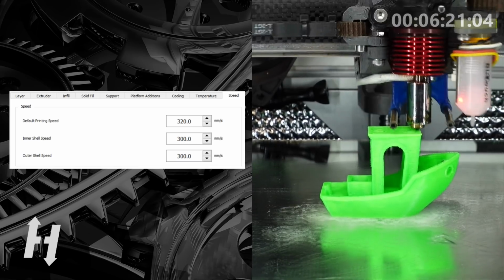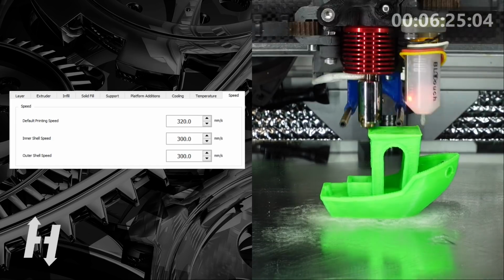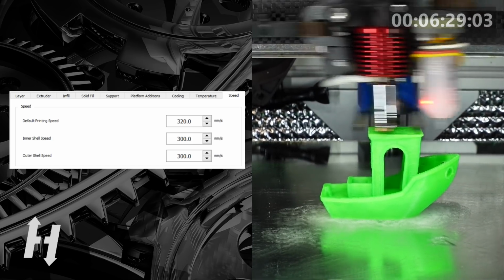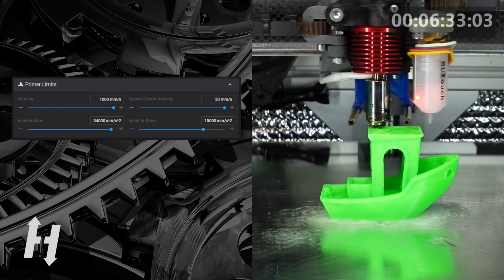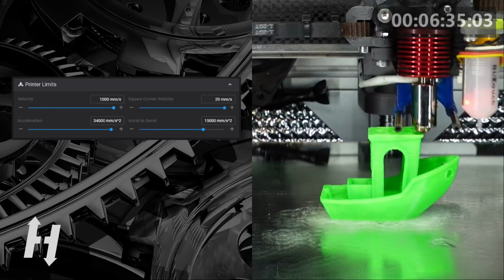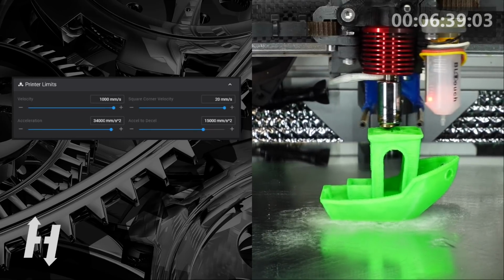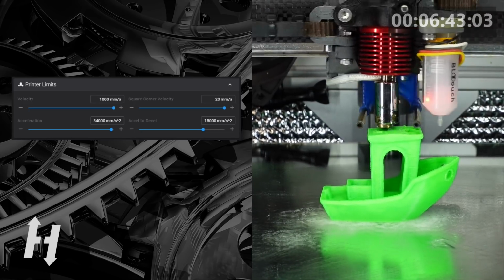I am using a default print speed of 320mm per second with an inner and outer wall speed at 300. Solid infill is set to 250mm per second. The printer settings are acceleration set at 34,000mm per second squared and acceleration to deceleration at 15,000. Square corner velocity is set to 20mm per second.